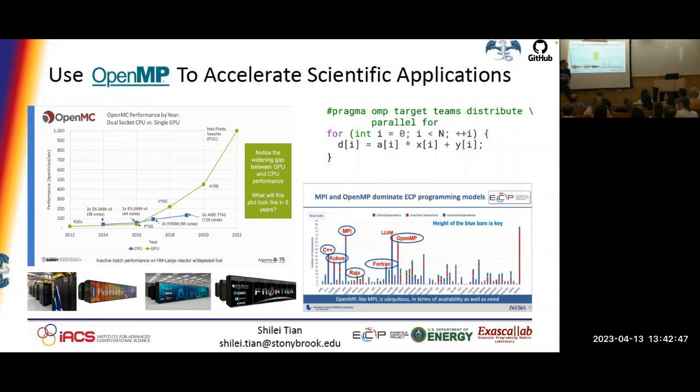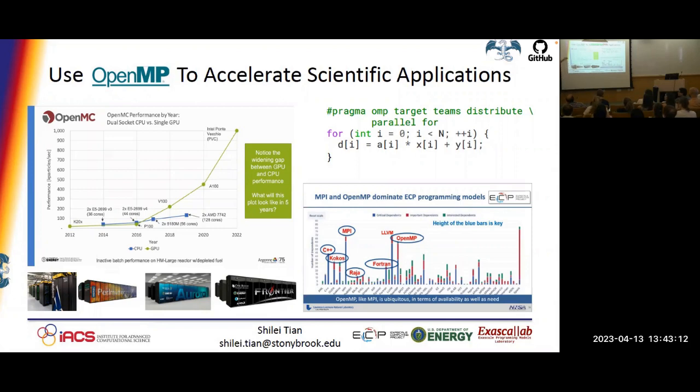All right, hello. I'm Sully. I'm a PhD student at the IACS Skill Lab, supervised by Dr. Barbara Chapman. I'm here to talk about using OpenMP to accelerate scientific applications. This large figure on the left-hand side shows the performance gap between a dual socket CPU and a single GPU, which is getting larger over the past 10 years.